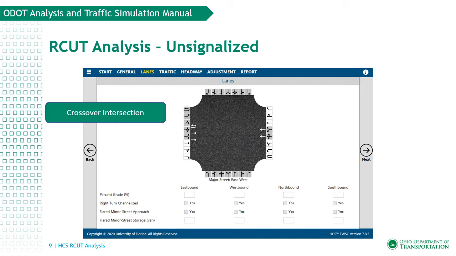The information under lanes and traffic is entered as normal for a two-way stop control application. If there are two crossovers, one upstream and one downstream of the main intersection, this process is repeated to create two files, one for each crossover intersection.